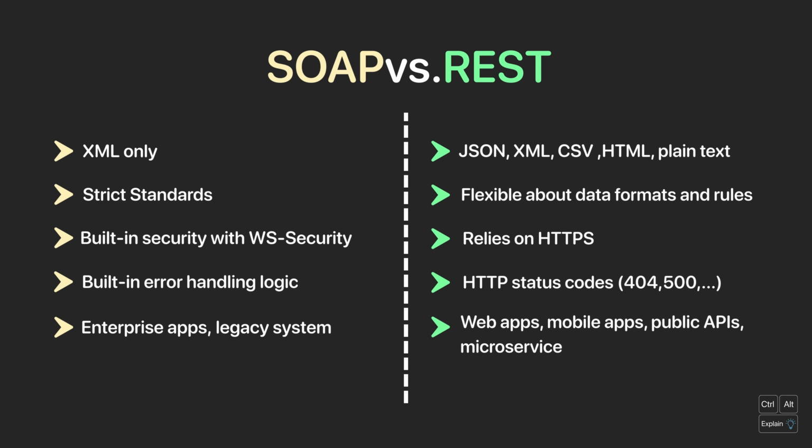SOAP always uses XML. REST uses JSON or XML. SOAP is strict and structured. REST is flexible and easy to use. SOAP has built-in standards for security and transactions, while REST relies more on external tools. SOAP is better for enterprise-level integrations and legacy systems, while REST is great for web and mobile apps and public APIs.